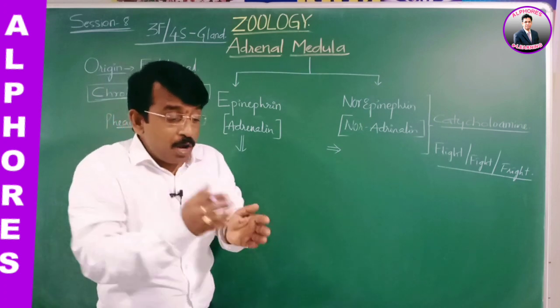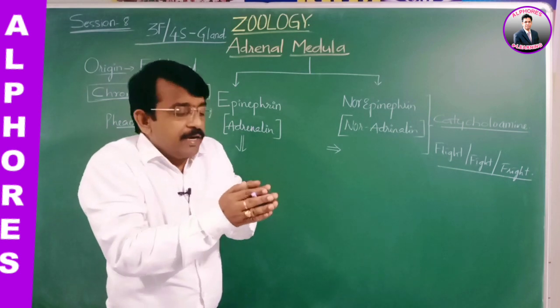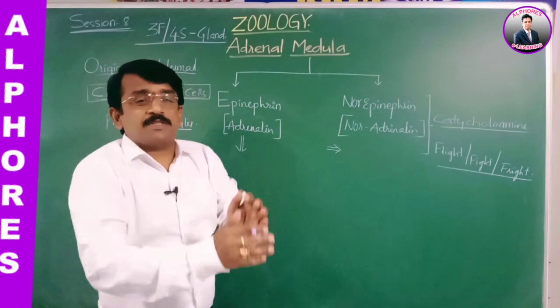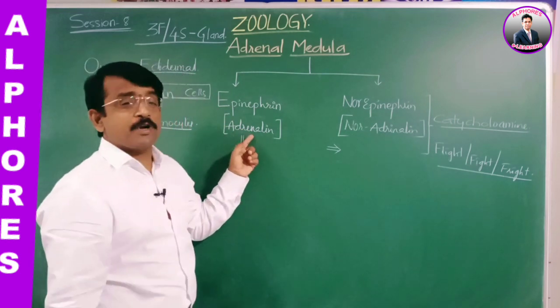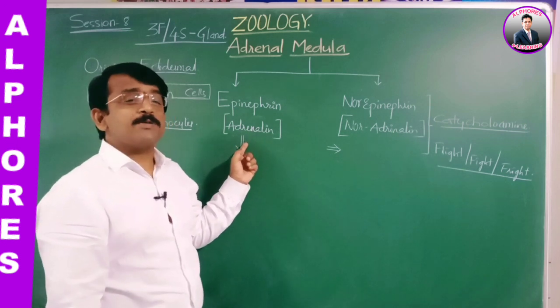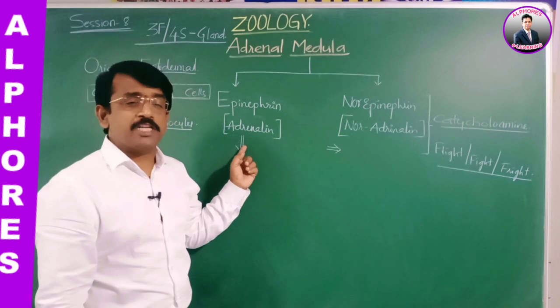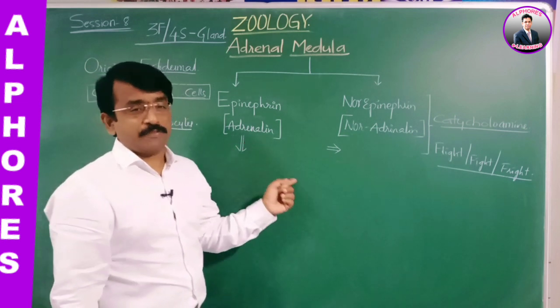Okay, so those are all avoided by taking adrenaline. Why? It dilates the bronchioles. So these all increase the respiratory rate. This is the main reason why epinephrine or adrenaline is used in the treatment of asthma. Recall your memory: antihistamine drugs and adrenaline are used in the treatment of asthma.